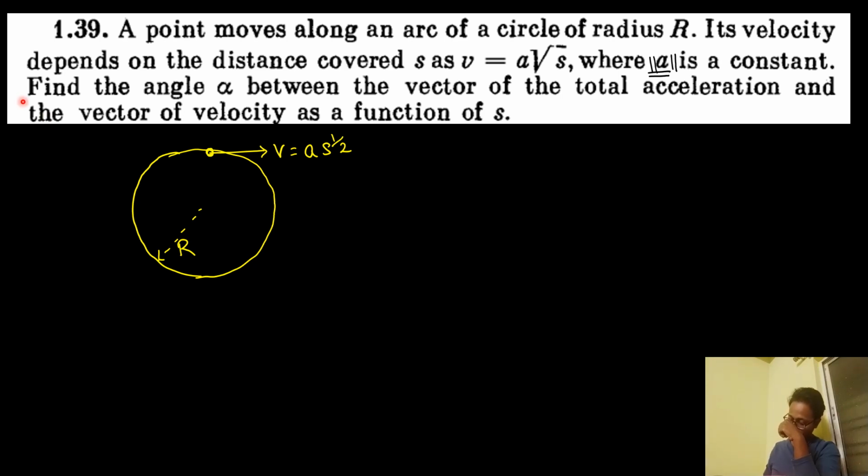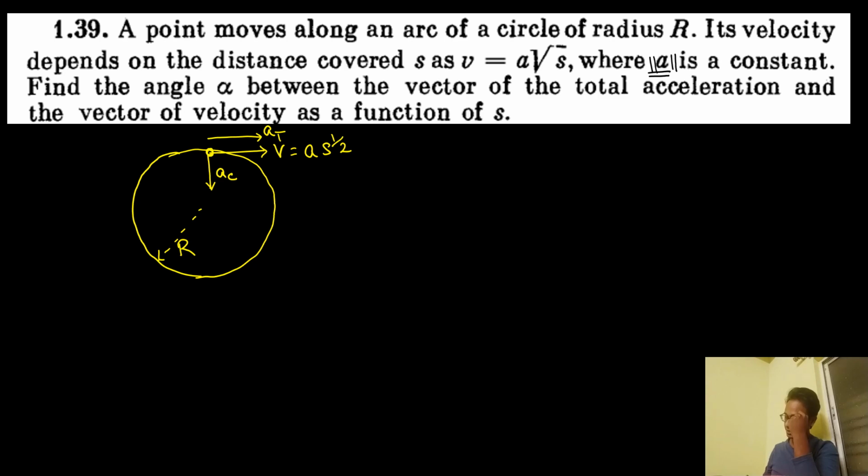The question is asking, find the angle alpha between the vector of total acceleration and the velocity vector as a function of x. So what is the meaning of this question? Since the velocity is variable, there will be an acceleration along this direction, and that acceleration is called tangential acceleration. The tangential acceleration is instantaneous. Now there is one more acceleration required to keep this particle in the circular orbit, and that acceleration is called centripetal acceleration, also known as radial acceleration.